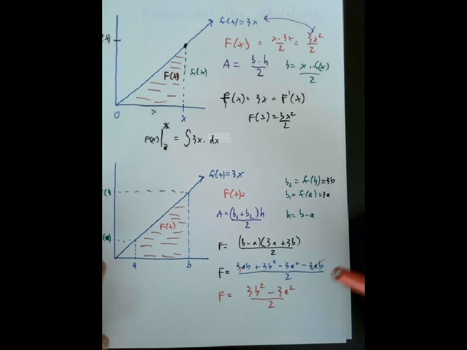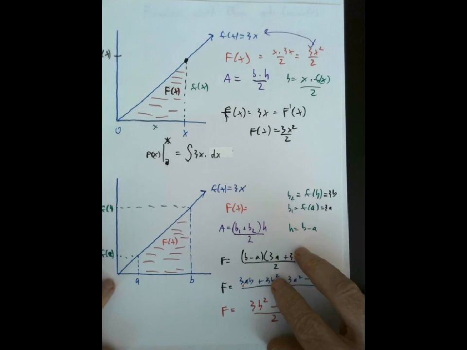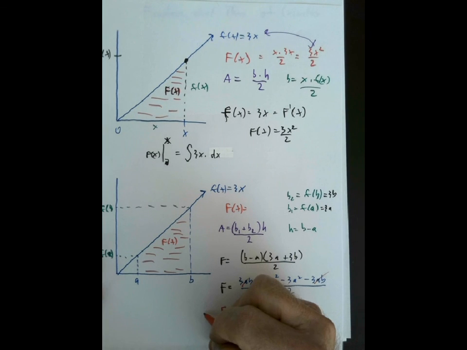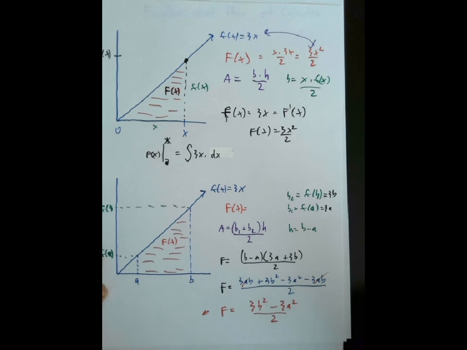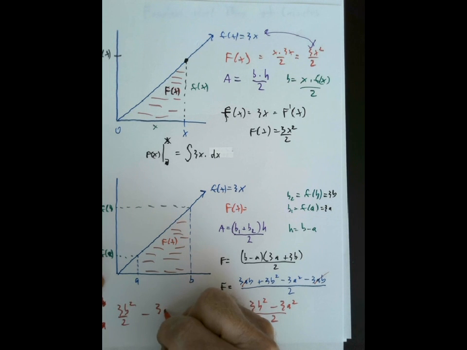So, going on to the next page here, or actually I'll move it down here a little bit. I'll go over here so we can get it all on the first page. Separating these into two pieces, if I want to know the area from A to B, I'm going to do 3b squared over 2 minus 3a squared over 2.